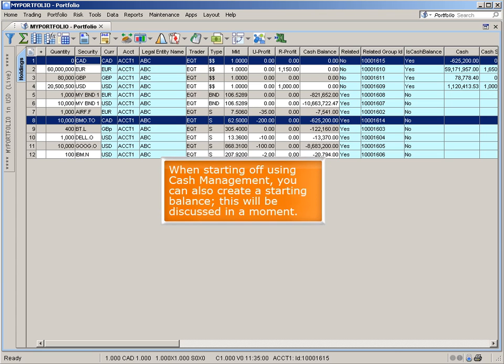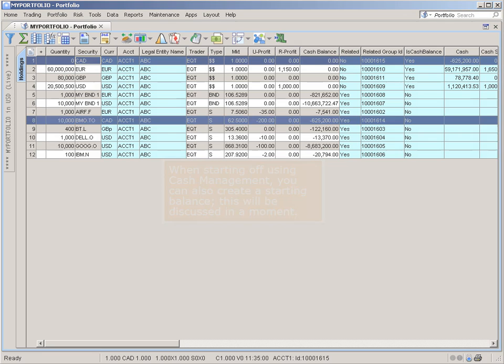When starting off using cash management, you can also create a starting balance. This will be discussed in a moment.